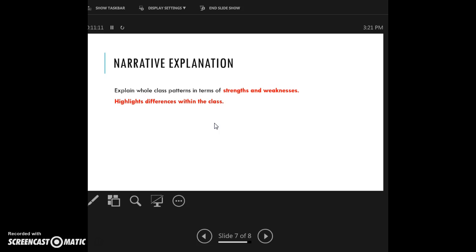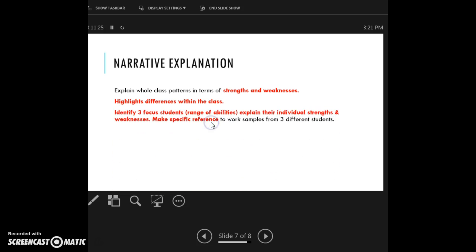You want to make sure that you highlight differences within the class. Do not talk about the group of 25 or 28 or whatever it is students you have as if they're one homogeneous whole and there's no differences between them, because we all know that's not the case. Then you're also going to identify 3 focus students. You can call them student 1, student 2, student 3, whatever you want to do. And the goal is for you to be able to explain their individual strengths and weaknesses and try to make specific references back to the work samples that you have from those students.